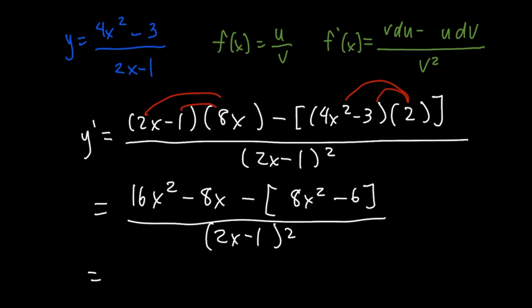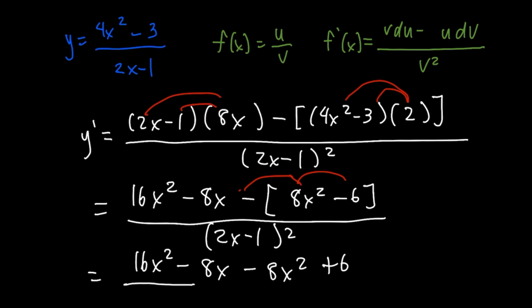So let's simplify it further by distributing the negative sign here. So let's distribute it here and here. So 16x squared minus 8x minus 8x squared. Negative times negative 6, that would be positive 6. Then let's copy the denominator again.